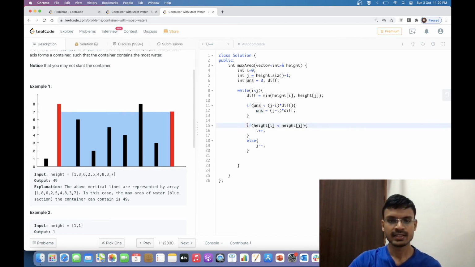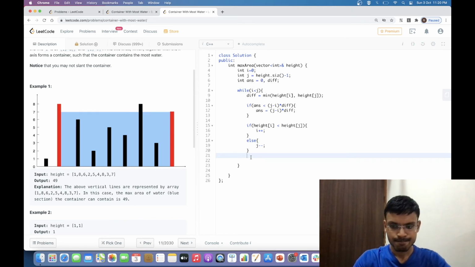We are doing this because we know from our intuition that the maximum water would be accumulated between those two indices which have considerably higher heights. So if the ith index has a smaller height, then we need to increment i, else we decrement j. Finally we return the answer variable.